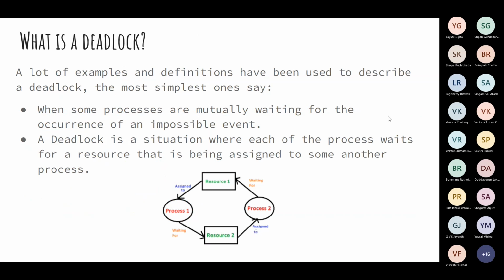Anyway, so what is a deadlock? A deadlock is a situation where two or more processes wait for a resource that is being assigned to some other process. Like we can see through this graph, process one is waiting for resource two when it already has resource one, and process two is waiting for resource one when it has resource two. So they're stuck in an infinite loop here.